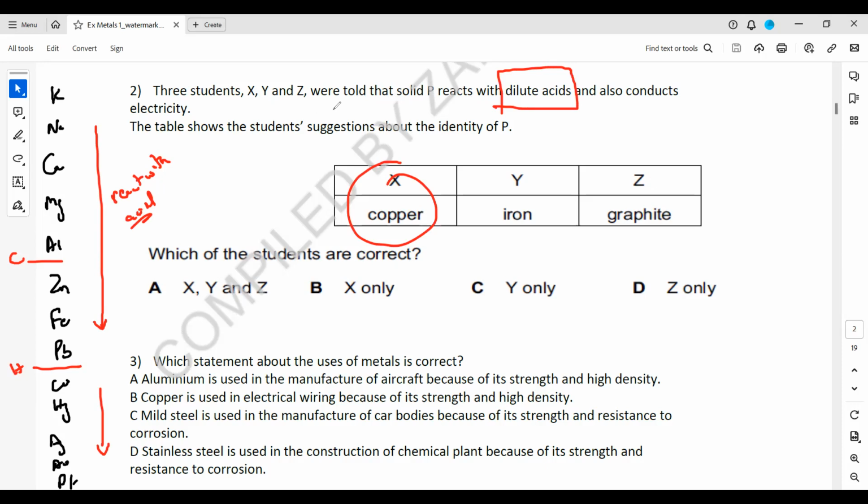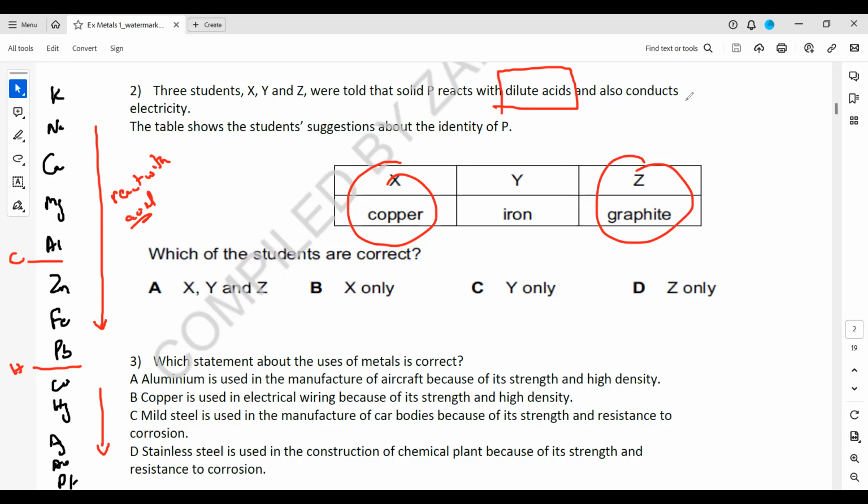Reaction of a non-metal with acid is also not there. For example, you have graphite, which is carbon. You don't find carbon plus HCl. No reaction. Non-metals or their oxides are acidic oxides, and acidic oxides cannot react with acids; they can only react with bases. So graphite can conduct electricity, but it cannot react.